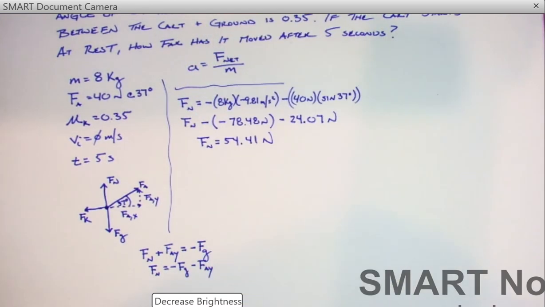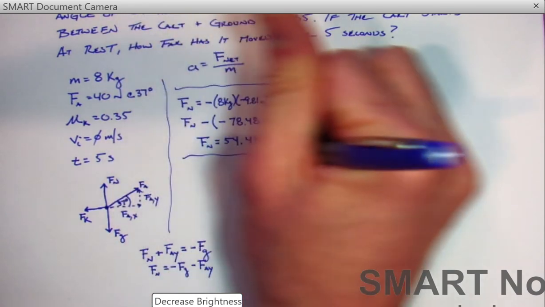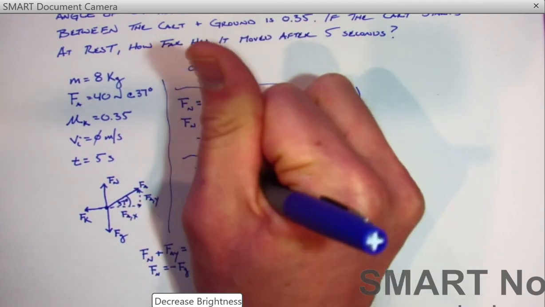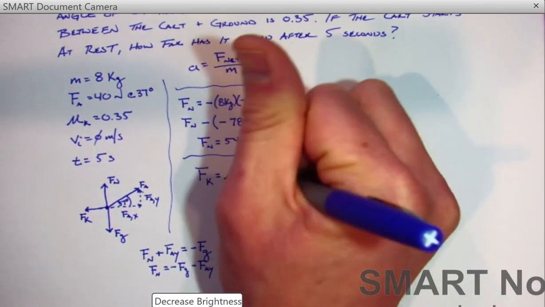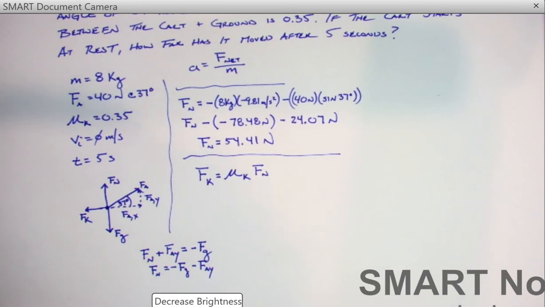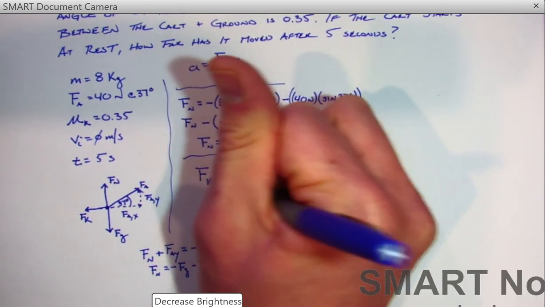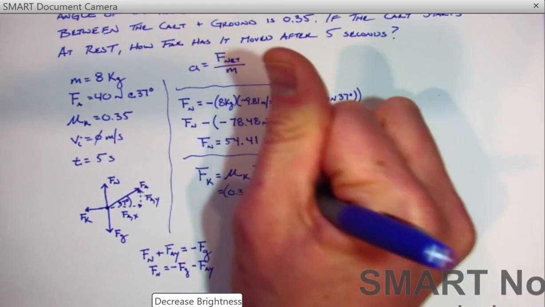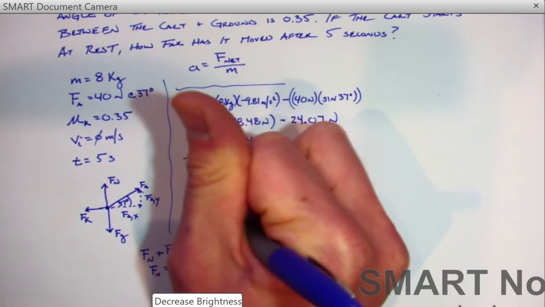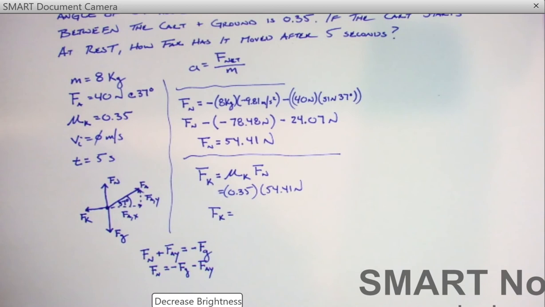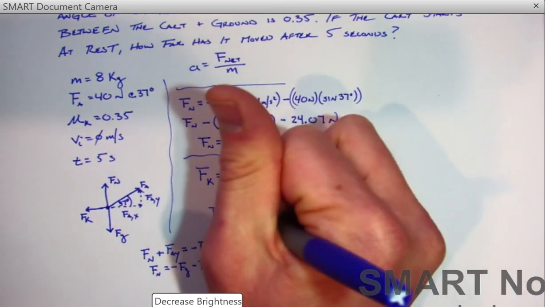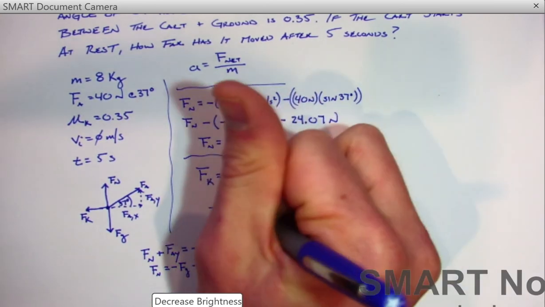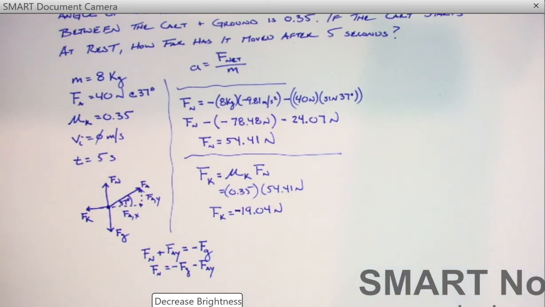54.41 newtons. Now that I have normal force, I know the force of friction is equal to the coefficient of kinetic friction times the normal force. We covered that in focus question 1. So I can do 0.35, which they tell me is the coefficient of friction, times 54.41 newtons. So the force of kinetic friction is 19.04 newtons. And since I drew my picture to the left, this is going to be negative 19.04 newtons.